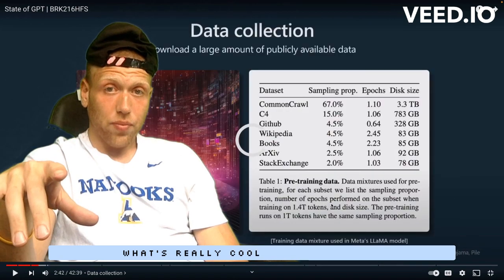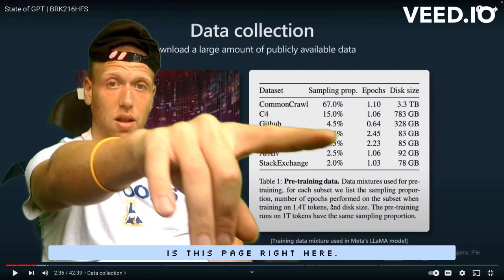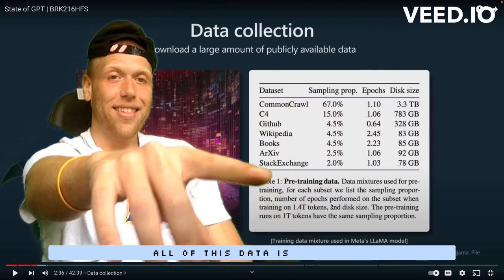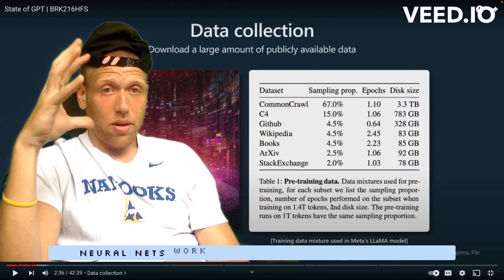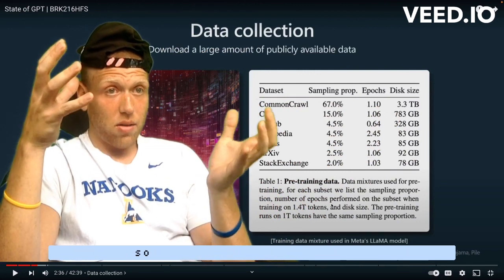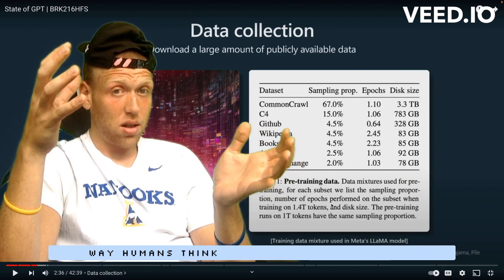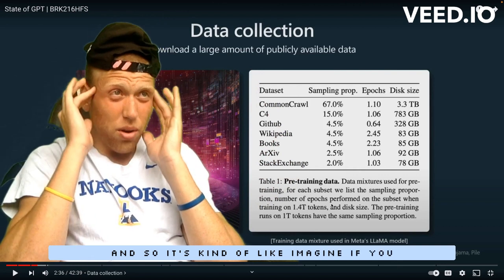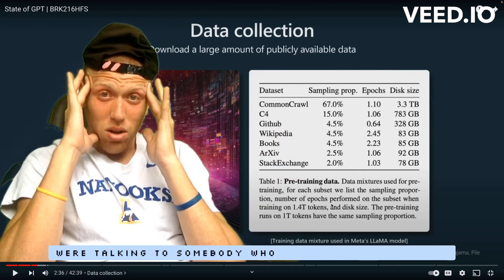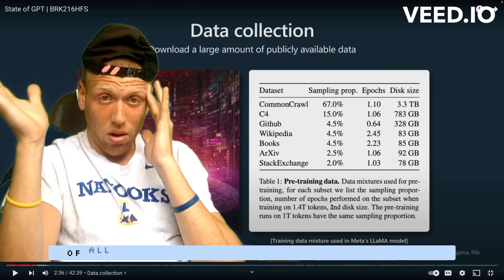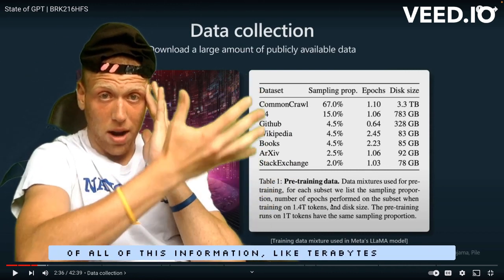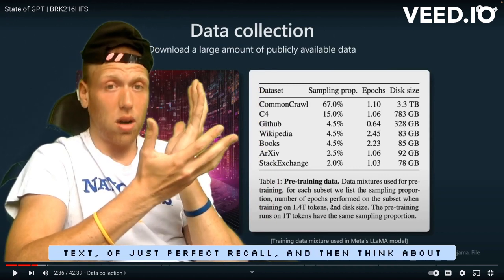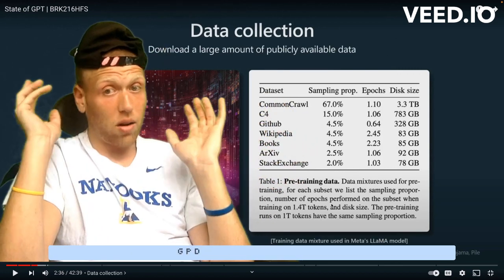What's really cool, the crazy thing is this page right here. The fact that it's actually trained on all of this data. The way neural nets work is it's literally just predicting. So it's trying to think just the way humans think. This is actually thinking. Imagine if you were talking to somebody who had perfect recall of all of this information, like terabytes of just text. Think about what talking to that thing would be like. I don't know. GPT is pretty crazy.